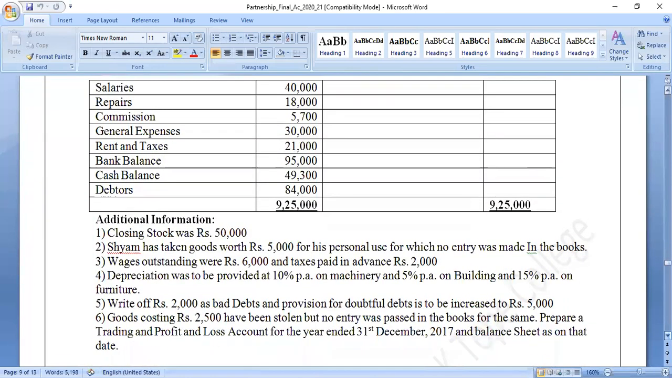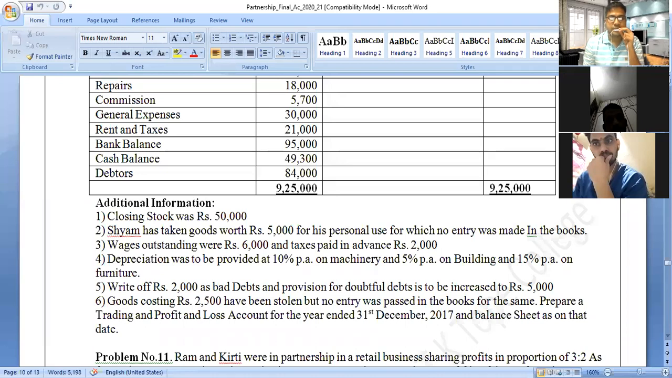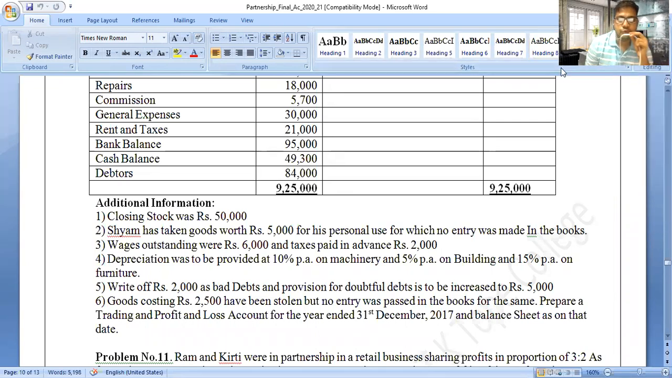total of both the sides 9,25,000. Additional information: closing stock was rupees 50,000. Sham has taken goods worth rupees 5,000 for his personal use, for which no entry has been made in the books. Wages outstanding were rupees 6,000 and tax paid in advance rupees 2,000.